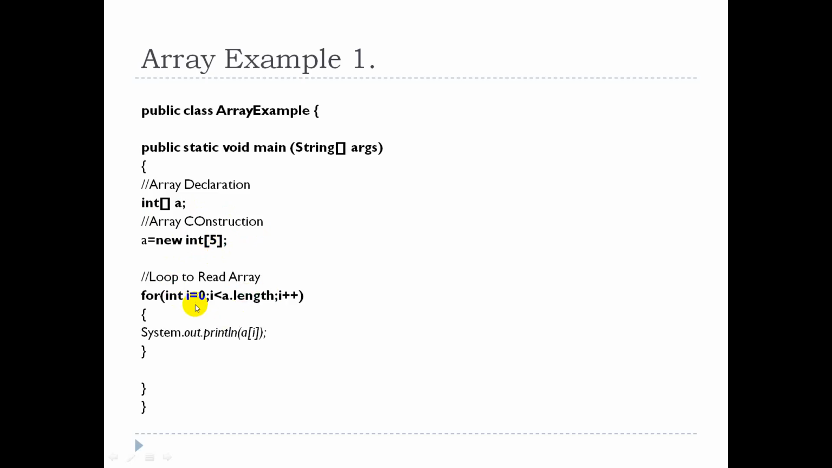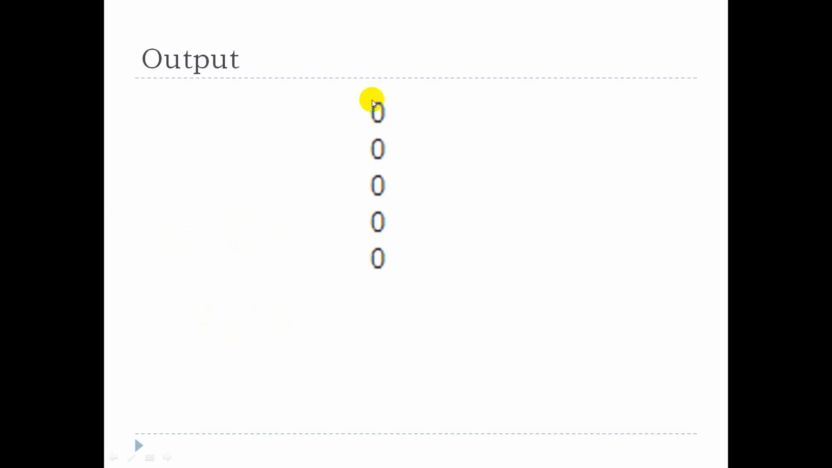And if I read this array element, as I told you that an array works as an object, it means that as a is the array name, and as it is an object, you can get the properties or methods of the array directly. So here I am using the length property. a.length returns the total number of elements that can be stored in this particular Java array. So if I print that, then you will see the output will be 0 0 0.